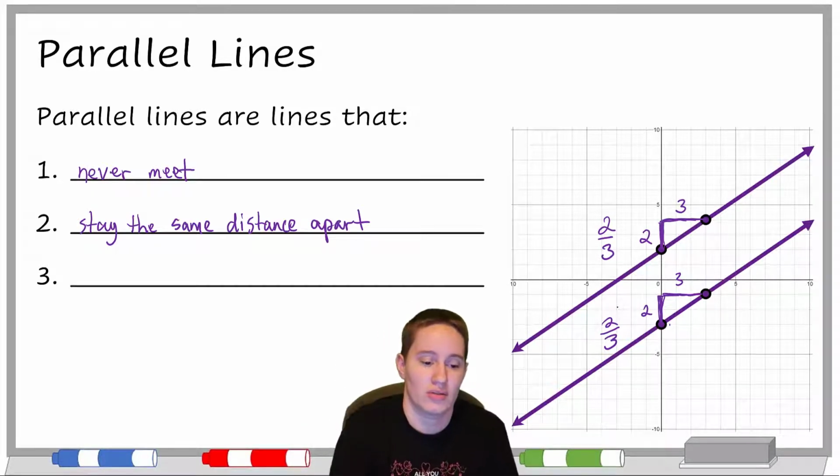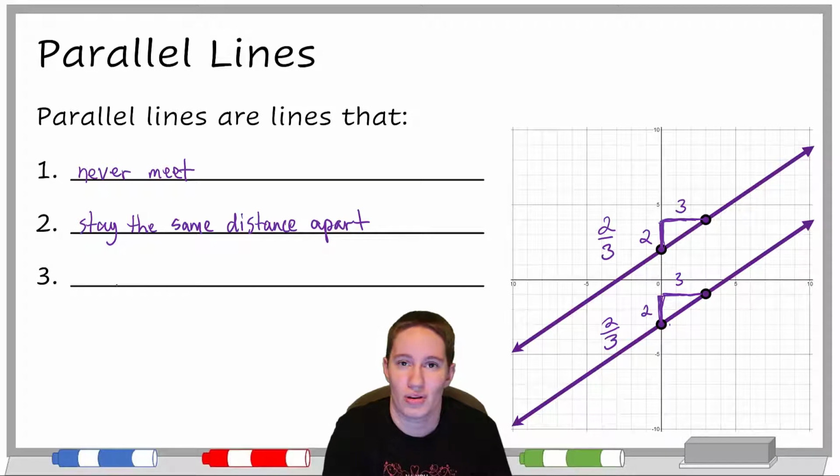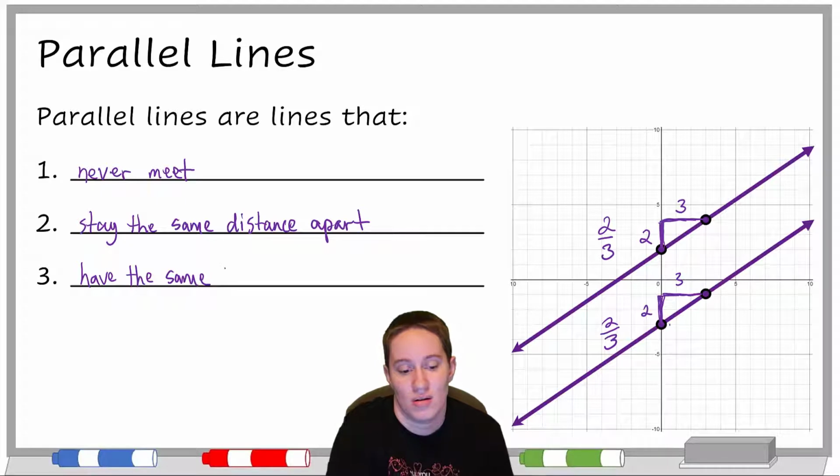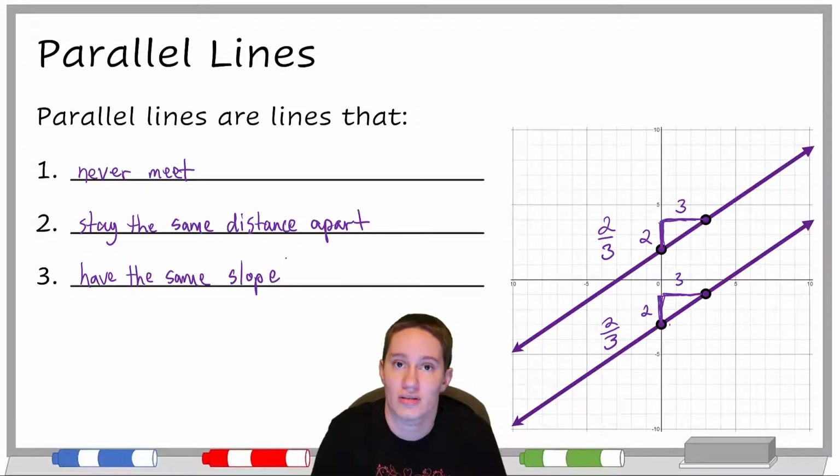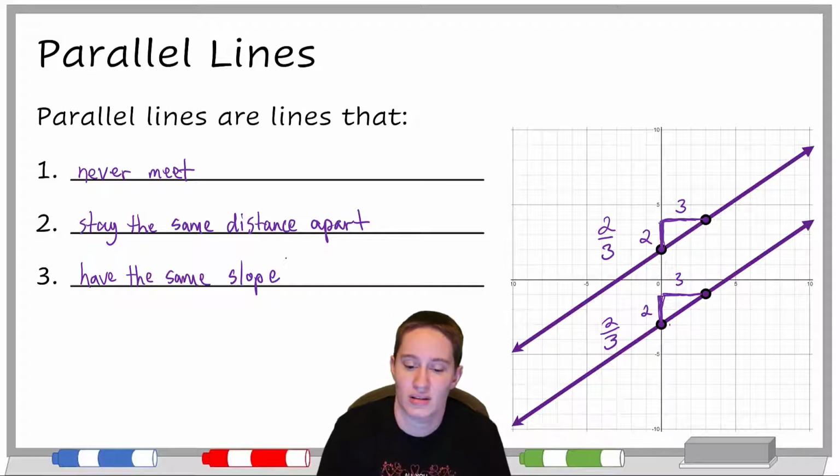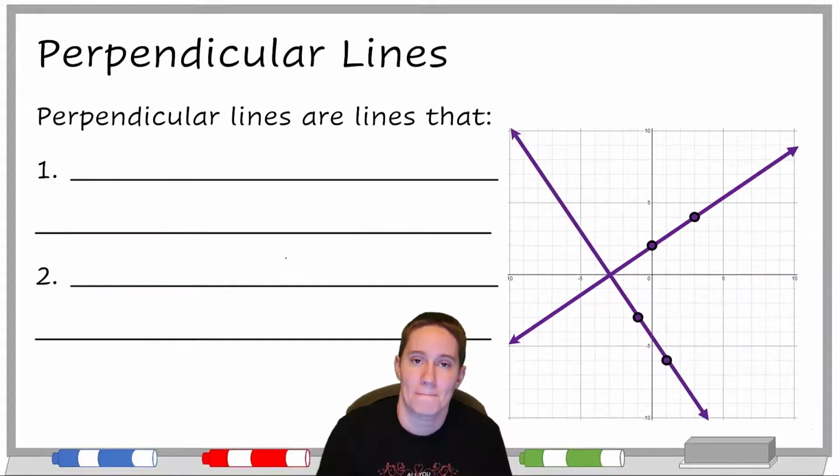So our third thing here, and the thing that's going to be most important for us for today's lesson, is that parallel lines are lines that have the same slope. Okay, so that's kind of our introduction to parallel lines. Let's look at perpendicular lines.